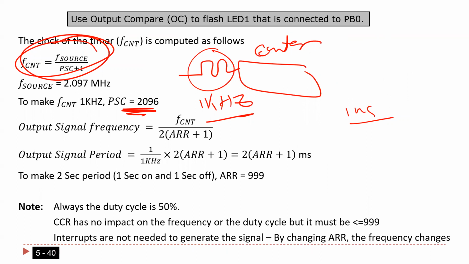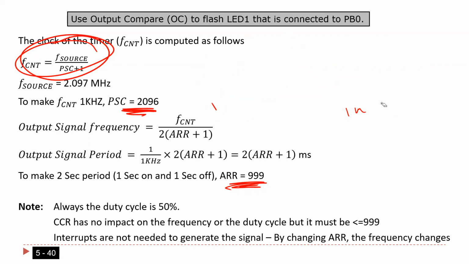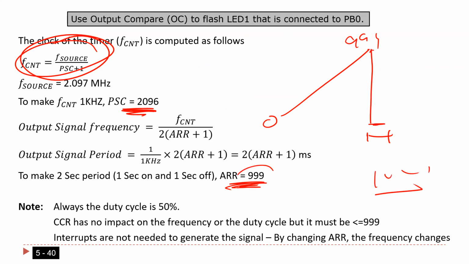The second thing I have to do is ARR. What is the value of ARR? I'm going to select ARR to be 999. Why? Because if you select 999, you are going to count from 0 until 999, and then it's going to take one more clock to go to 0 again. So the total is going to be 1000. That's why I selected 999.